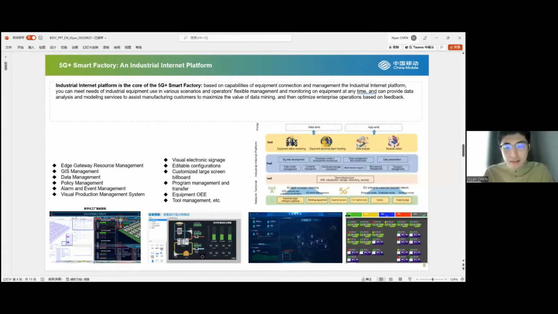And another unique thing about the platform is that you can have various functions, and those functions are tailor-made, and you can choose. It's not the whole batch. You can choose anything, and you can add anything based on the requirements. So it's more flexible for industrial business.